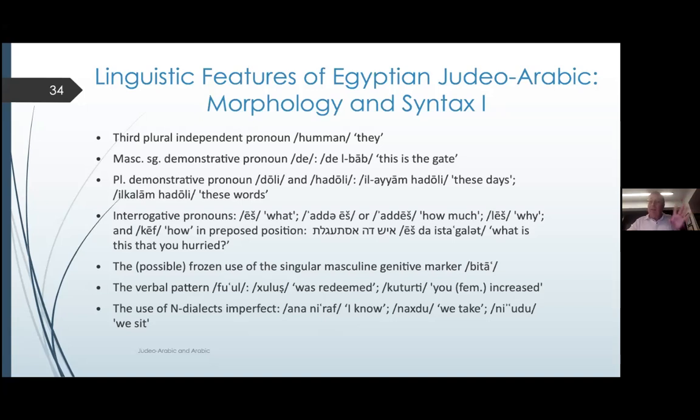Now, I must say that a lot of it has to do with migration issues. Egyptian Jews that moved from the Syro-Palestinian area to Egypt, etc. So a lot of it has to do with migration as well. Interesting here is the verbal pattern fu'ul. We say khulus, "was redeemed," as opposed to khilis in standard Arabic. Kuturti, "you increase," as opposed to kitirti in standard Egyptian Arabic, and in Egyptian Judeo-Arabic.